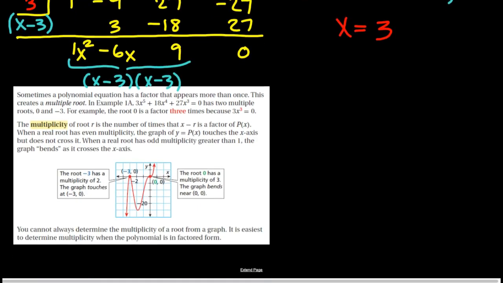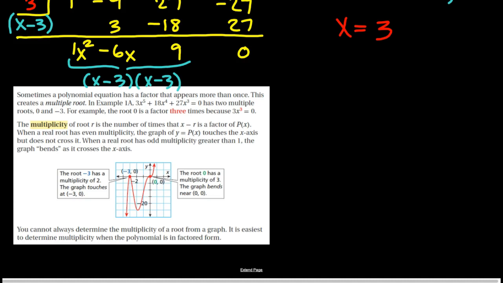Okay, so we're just going to keep on going down the page here. I clipped this out of the book. This leads us to talk about multiplicities. So just have a look at this from the book. Sometimes a polynomial equation has a factor that appears more than once. This creates a multiple root. In the example, 3x to the 5th plus 18x to the 4th, this is the first one we did, 0 has 2 multiple roots, 0 and negative 3. So for example, the root 0 has a factor 3 times.